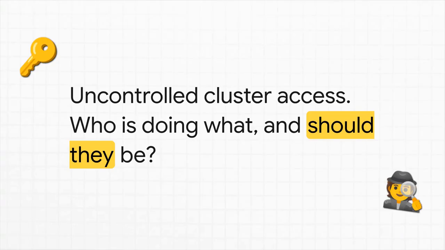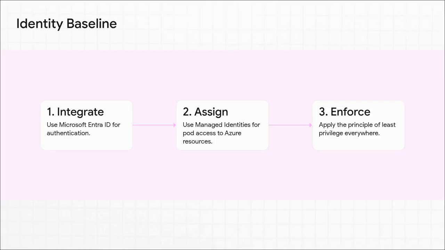In a default cluster, access control is, well, it's a mess. Who has the keys to the kingdom? How are your apps talking to other Azure services? If you don't have a clear strategy for identity, you're basically flying blind. We can lock this down with a really strong three-step baseline. First, you integrate with Microsoft Entra ID for all human access. No more sharing admin credential files, please. Second, for your applications, you use managed identities.